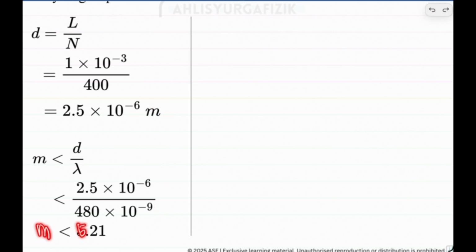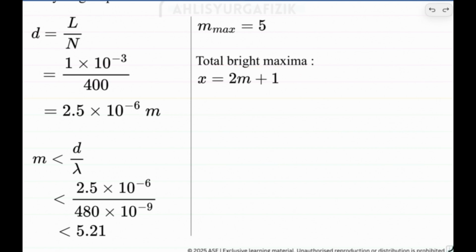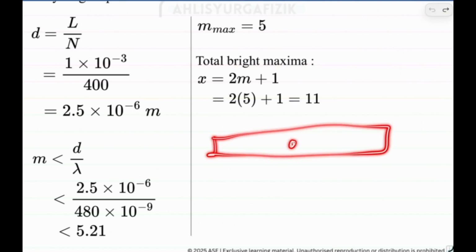Order sepatutnya kurang daripada 5.21. Order kita yang paling banyak ialah 5. Sebab m mestilah lagi kecil daripada d over lambda. Tak boleh pergi 6. So total bright maxima, X equals 2m plus 1. The answer is 11 maxima that we can observe. So kita akan observe 1 dekat tengah-tengah. And then ada 5 dekat sebelah kiri. Dan lagi 5 dekat sebelah kanan.